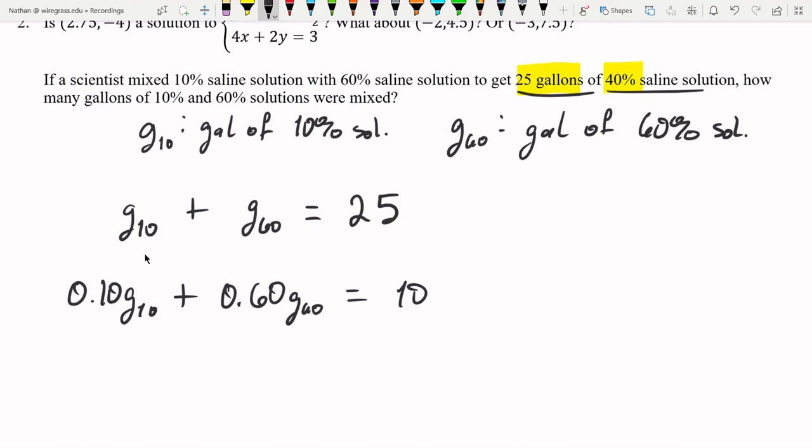I'm going to multiply the bottom one by 10 so that I don't have any more decimals here. That's actually going to give me 1 G10 here. So I'm going to multiply it by negative 10 so I get the same variable but opposite signs. It's going to be positive G10, negative G10. And then all the columns are lined up, so we're good to go there.